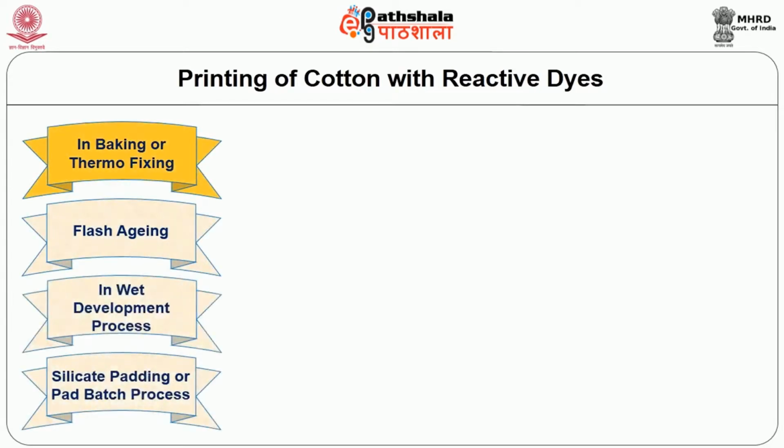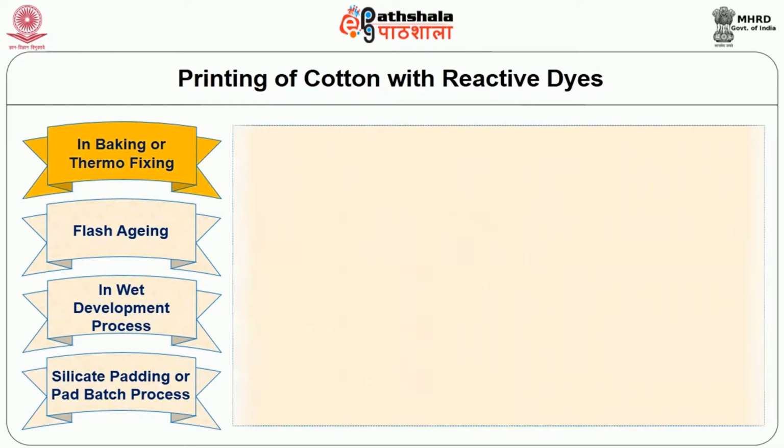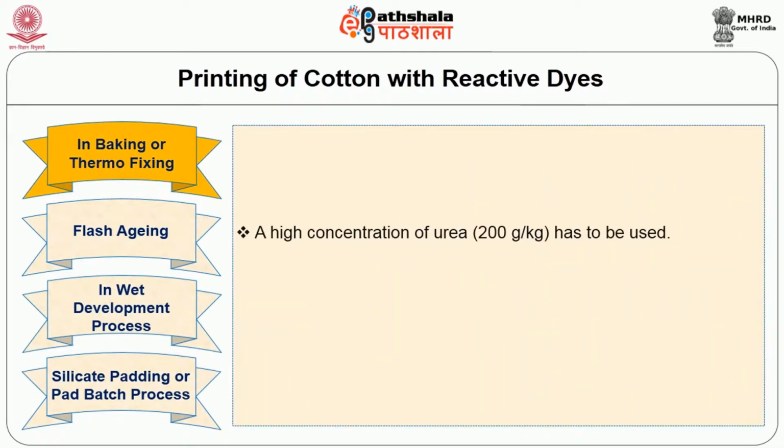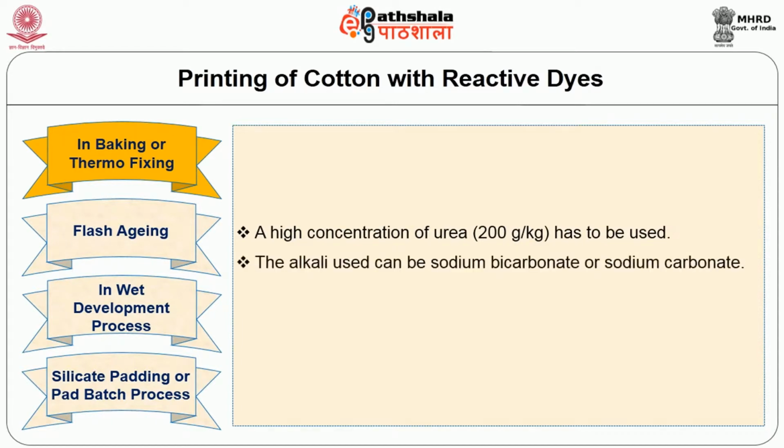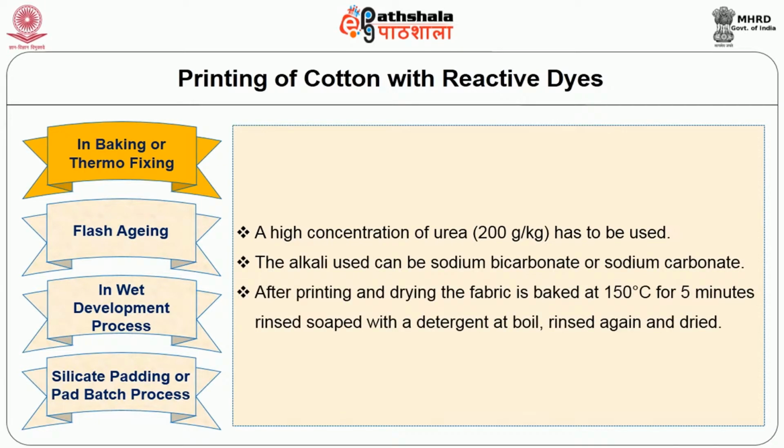In the baking or thermofixing process, a high concentration of urea, normally 200 grams per kilogram, has to be used. The alkali used can be sodium bicarbonate or sodium carbonate. After printing and drying, the fabric is baked at 150 degrees centigrade for 5 minutes, rinsed, soaked with a detergent at boil, rinsed again and dried.